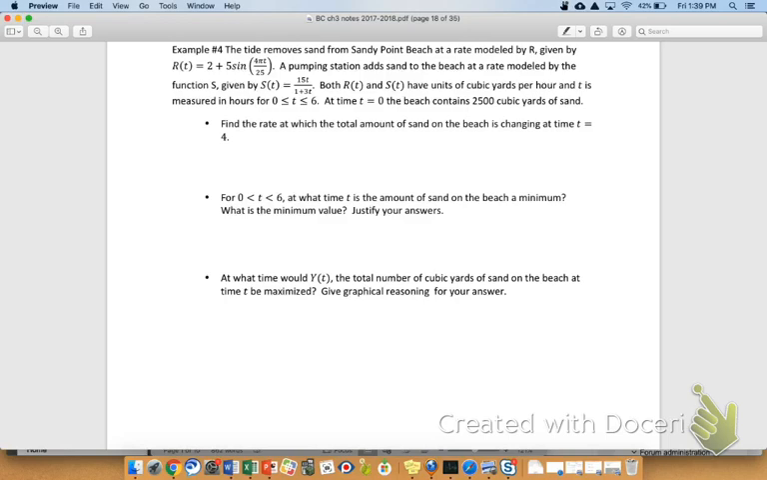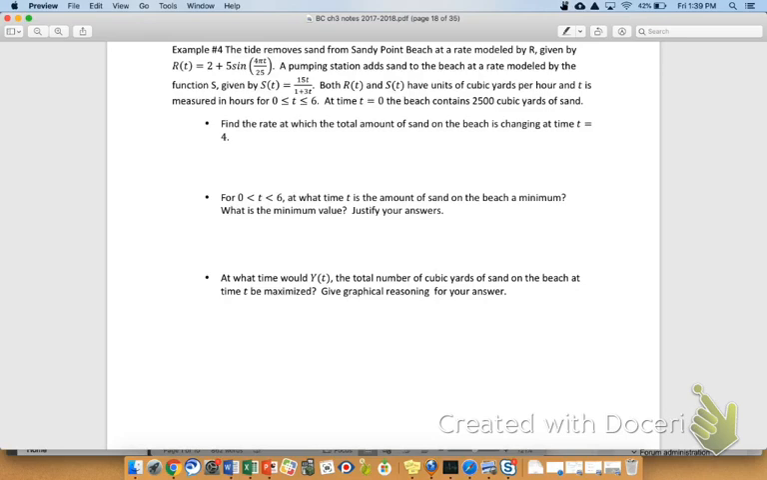All right, let's see how you guys are doing with the first one. Like we said before, this is one of those scenarios where there are competing rates, creating this net rate concept. So how did you set up your initial expression, or perhaps you did an equation, I don't know, with the R and the S functions?